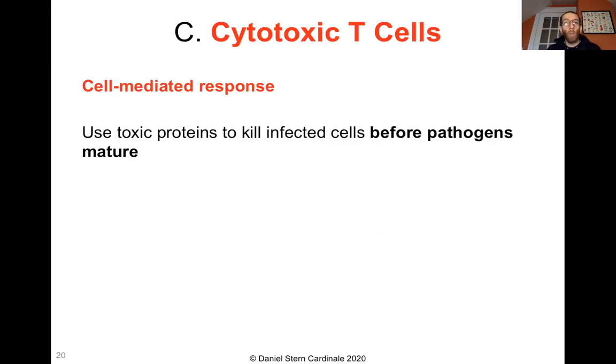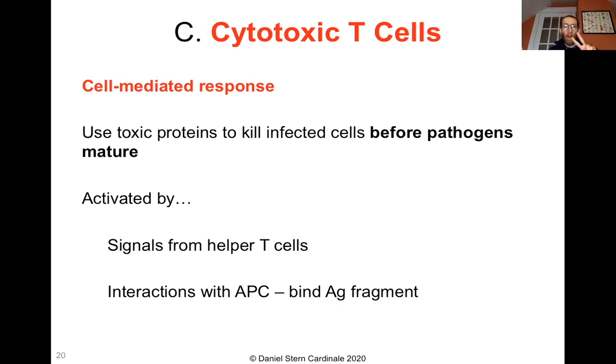We're going to start with the cytotoxic T cells, which are responsible for the cell-mediated response. Basically, the cytotoxic T cells are very similar to the natural killer cells we talked about last time. They're going to go around and detect infected cells before the pathogens infecting them are able to mature. So if you have a virus infecting a cell, it's going to make thousands more viruses. If you can kill that host cell before those viruses are ready, then you've stopped that particular line of infection. That's what the cytotoxic T cells are doing.